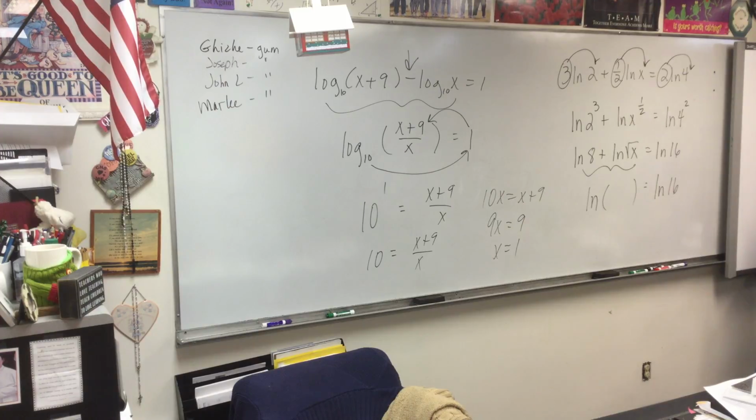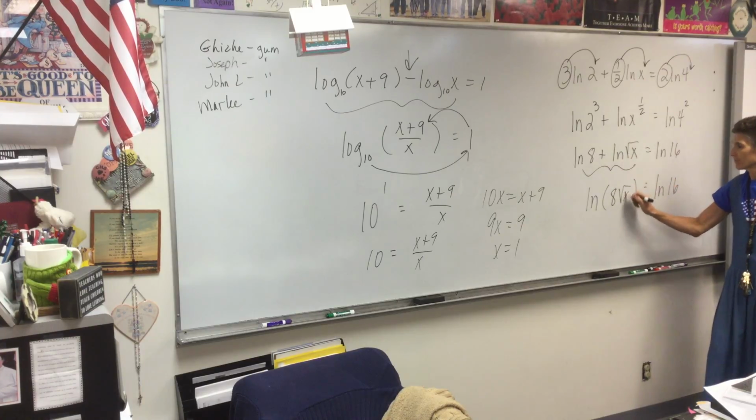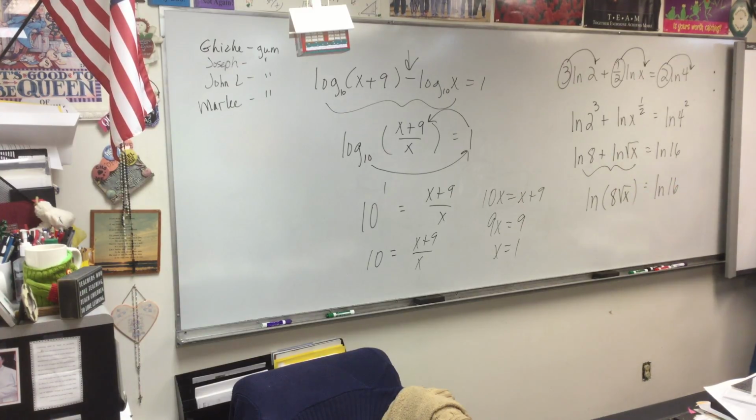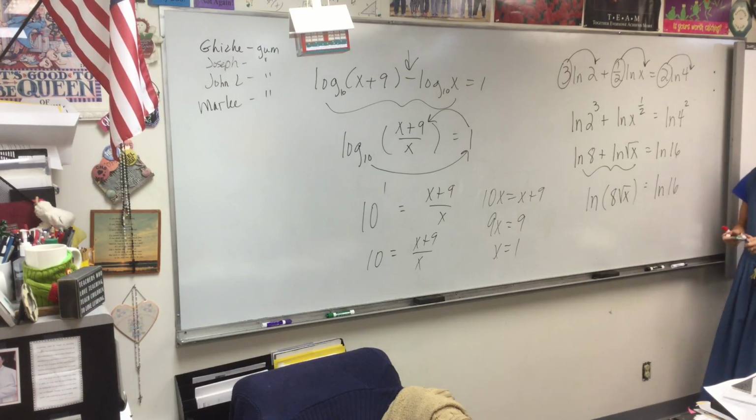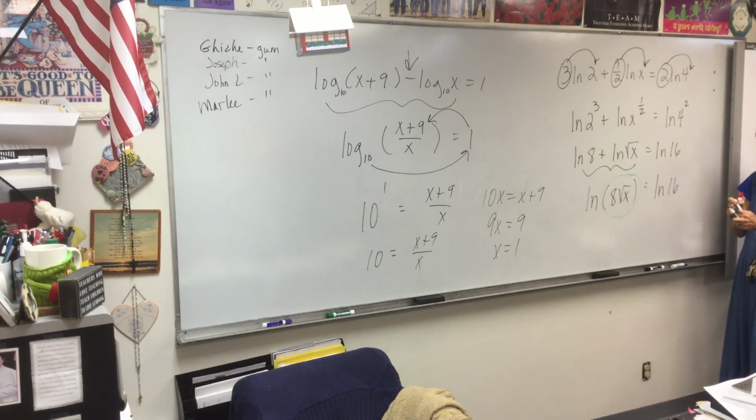Now, how is that going to go together? Remember, it only goes together as a times or a divide. Since that's a plus, these two numbers are going to go together as a multiply. Guess what? ln green equals ln red.